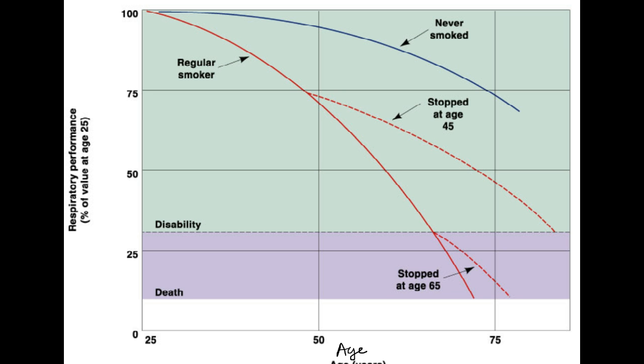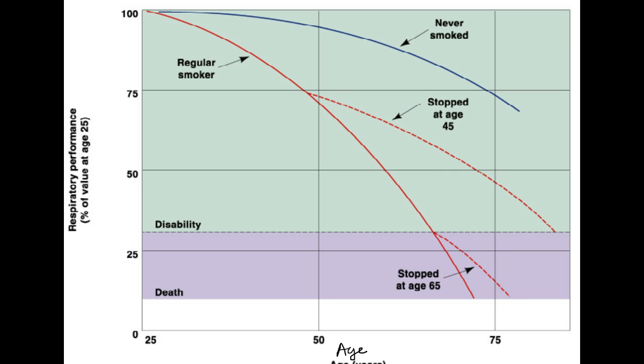Well, here's the problem. You'll notice a little line there between the green area and the purple area. That's a line associated with disability. That's if your respiratory performance gets low enough that you're not able to adequately deliver oxygen to your tissues. At that point, you're going to have to exist on supplemental oxygen. Now you'll notice that the sooner you quit smoking, the less likely it is you will ever get to that point. And these are just averages. So the sooner you stop smoking, the less likely you are to get to that point.